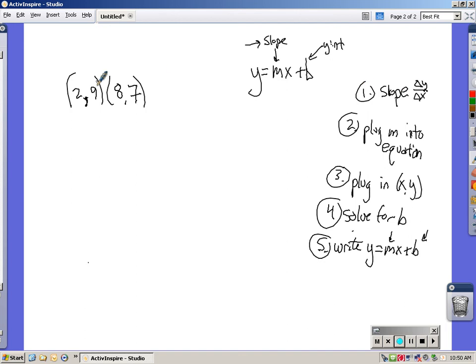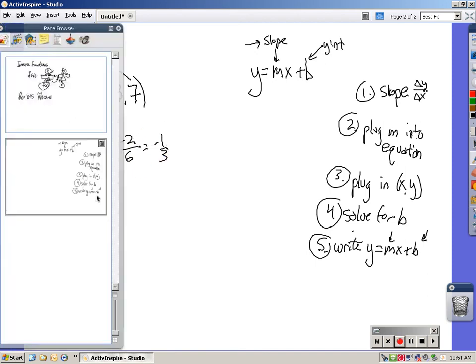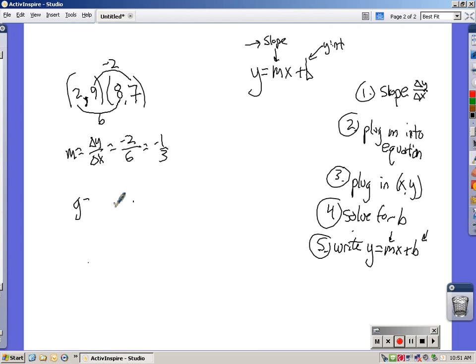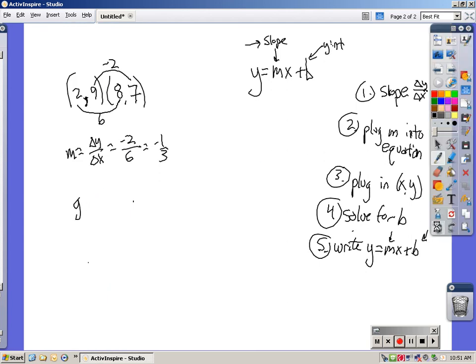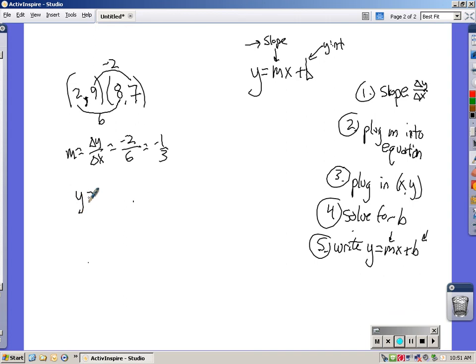Find the slope. Change in y, 9 over 7 is negative 2. Change in x, 4 up to 8 is 6. Oh, I haven't found it yet. The slope is change in y over change in x. My change in y is negative 2. My change in x is 6. That's the same as negative 1/3. All right, plug it into the equation. Y equals negative 1/3 x plus b.